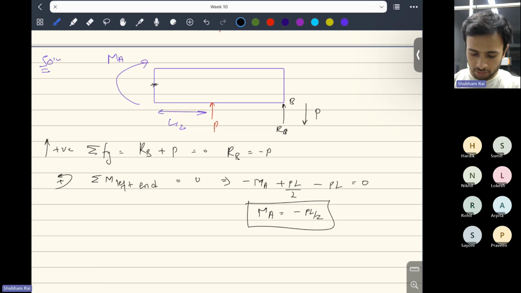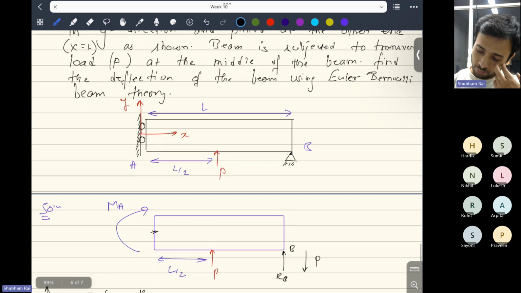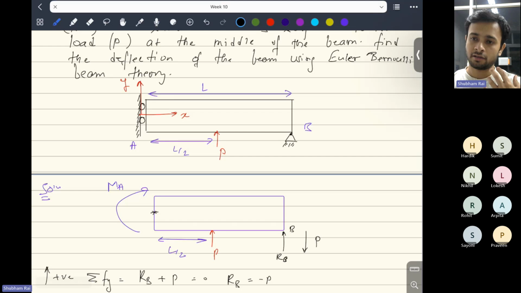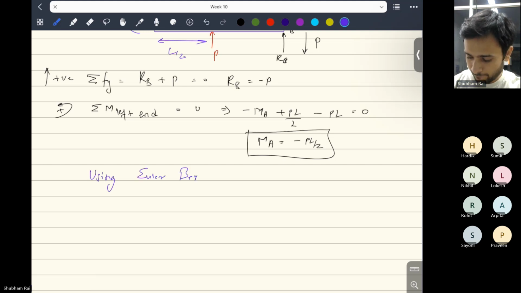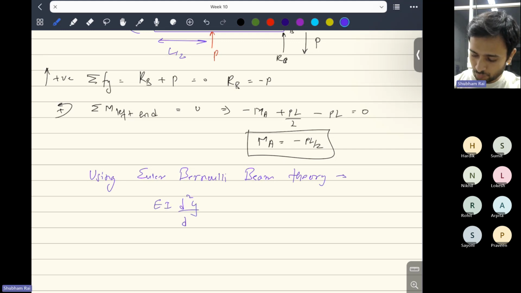And using Euler-Bernoulli beam theory, now you have the value of MA, that is the moment acting at point A. So now you have all the reactions. First, you have to find all the reactive forces and reactive moments, which we have done. Now we will apply Euler-Bernoulli beam theory and then find the deflection of the beam. So let me just write, using Euler-Bernoulli beam theory, we have EI d square y over dx square equal to moment.